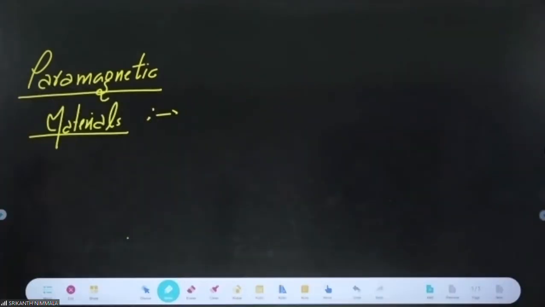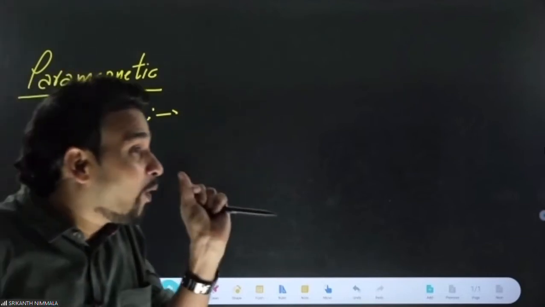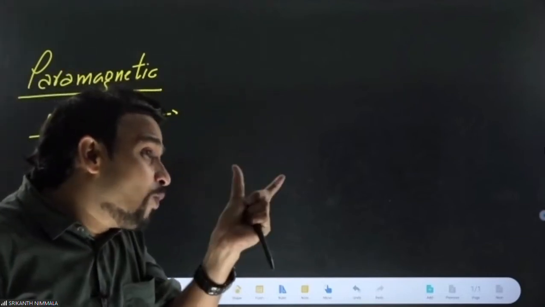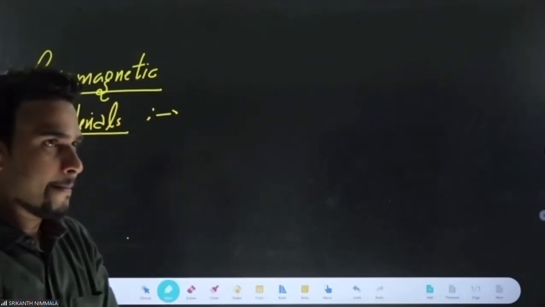So what do you think? That positive value means 1 lakh, 3,000, 4,000? No, small, because the induced field was small. So mu is more, but by a small amount. Yeah, okay. So this is what happens.